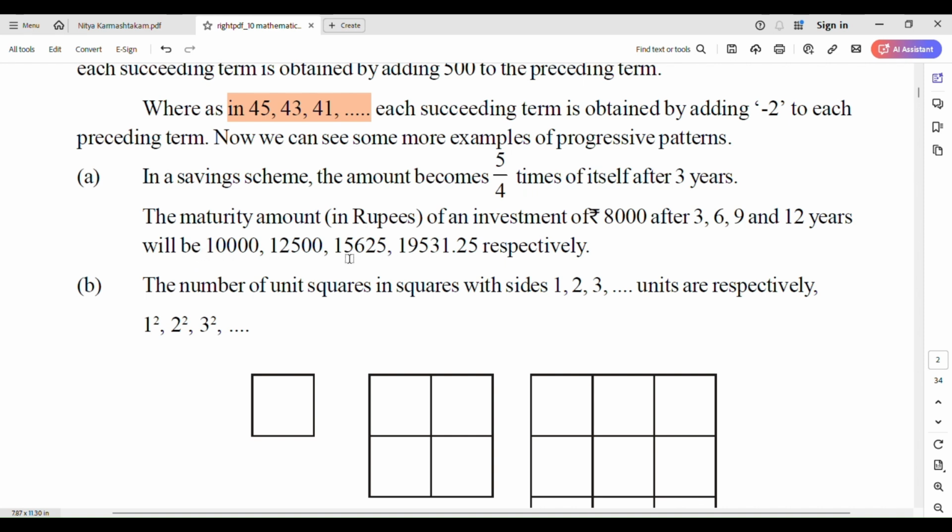10,000, 12,500, 15,625, 19,531.25, like this. So do you see any pattern in this? Any kind of pattern in this?